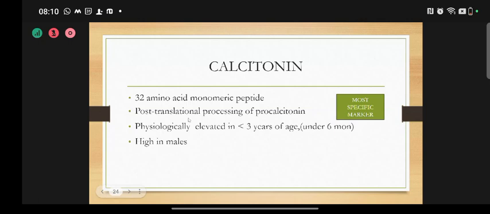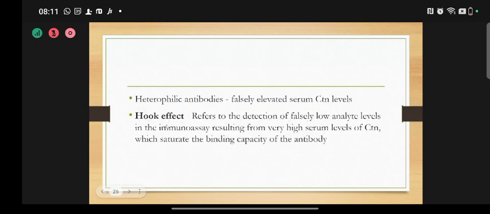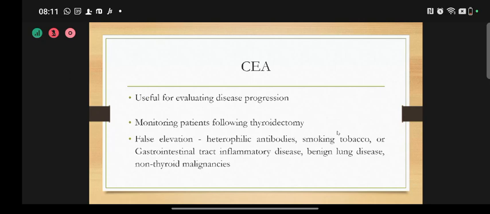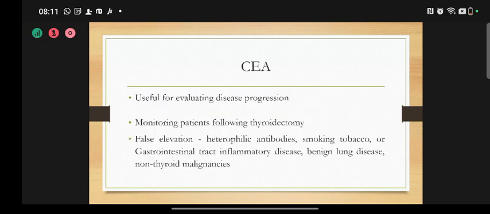It is actually a product of post-translational processing of procalcitonin, which will be physiologically elevated in children less than 3 years old and in males. And elevated calcitonin can be seen in other conditions like chronic renal failure, hyperparathyroidism, autoimmune thyroiditis, and other cancers. And heterophilic antibodies can cause falsely elevated serum calcitonin. And the hook effect means there will be high levels of serum calcitonin in the body, but the immunoassay will be showing low analyte levels.